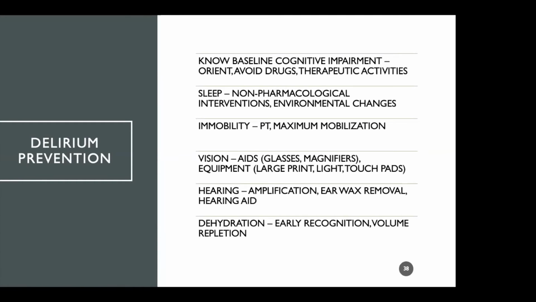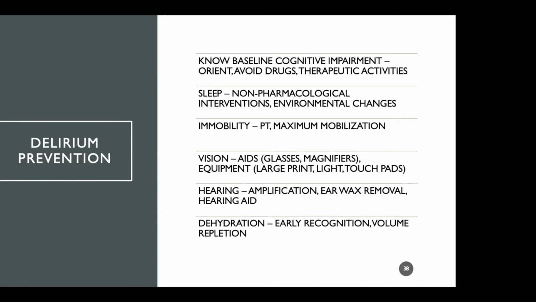Vision. Check on their glasses, check whether they need magnifiers, do they need more light, touch pads, whatever. Optimize their vision. Hearing. Do they have earwax? If they do, remove it. Is the hearing aid working? Are there other kinds of amplification devices you can use so the person can hear and is oriented? There's lots of research being done around hearing loss and cognitive decline. So really focusing on hearing is key.